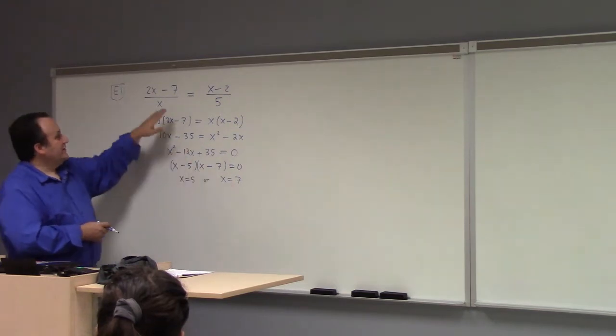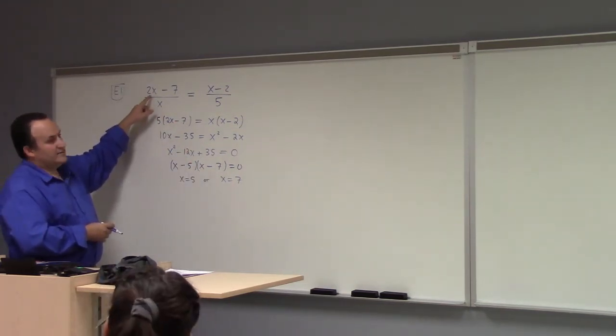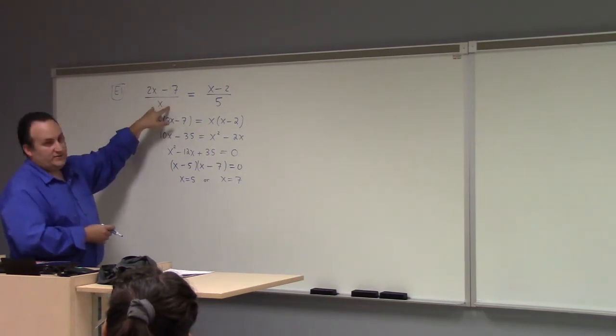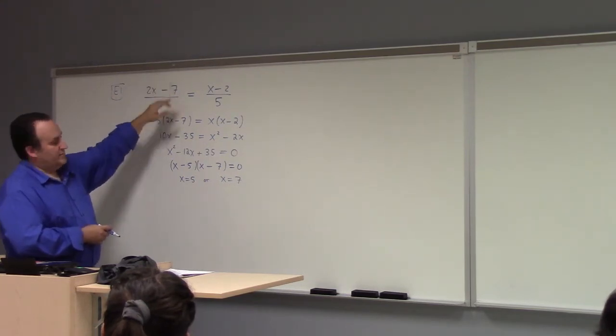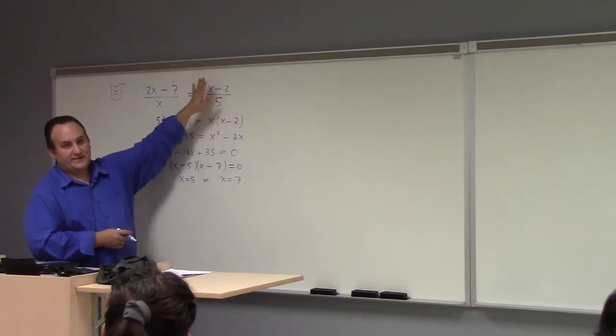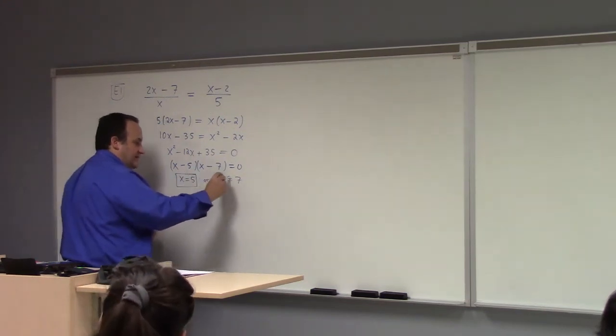Plug 7 in, does it work? 2 times 7 is 14. 14 minus 7 is 7. 7 divided by 7, 7 over 7. We get 1 for the left-hand side, right? Plug 7 into the other side. We get 7 minus 2, which is 5. 5 over 5. We get 1 for the right-hand side. 1 equals 1. We're good. So here, we have two answers. There they are.